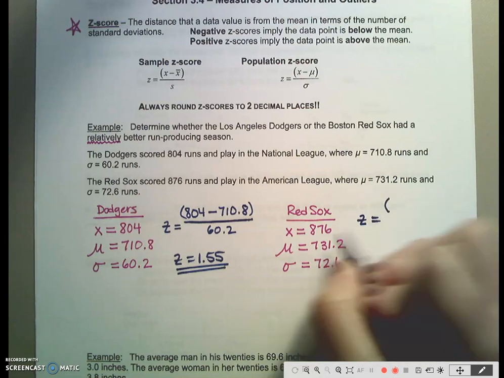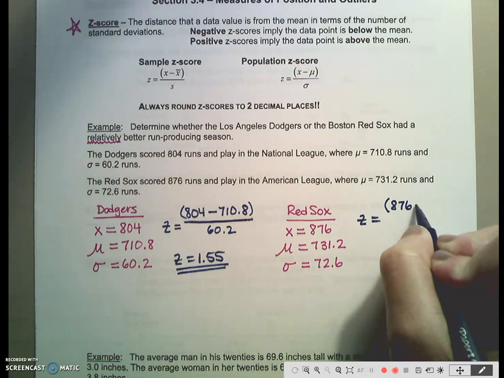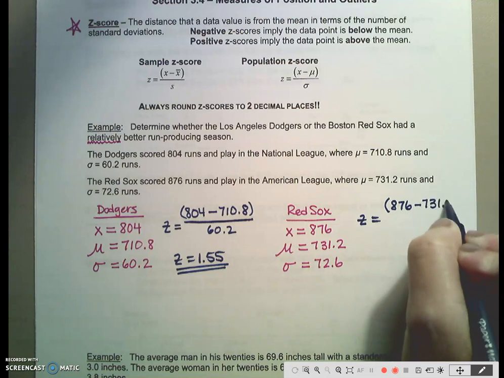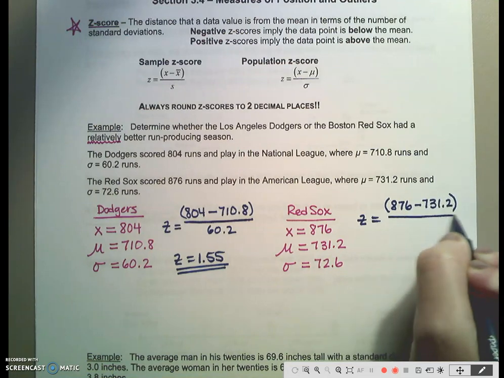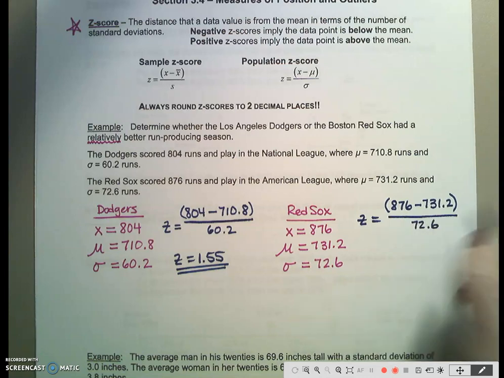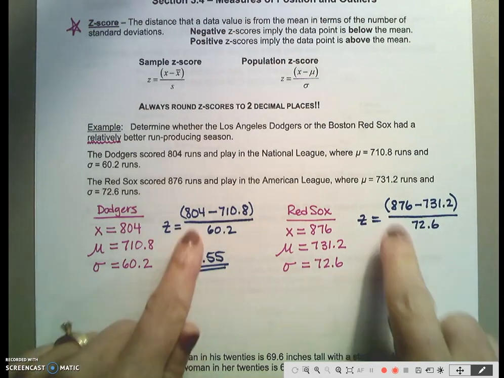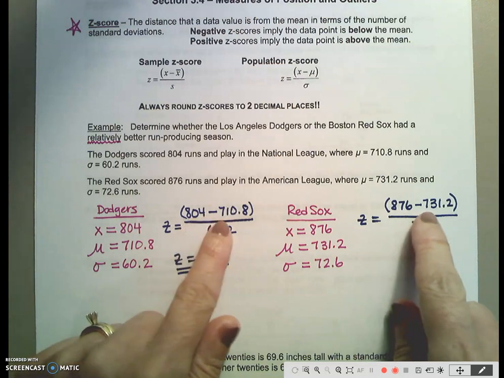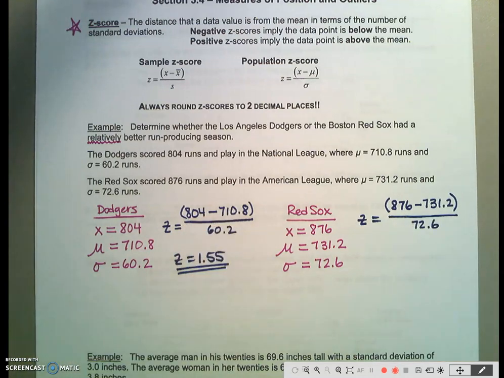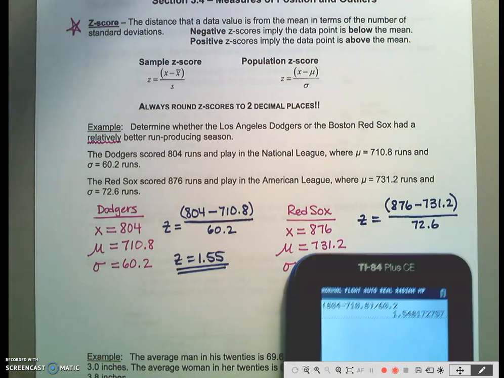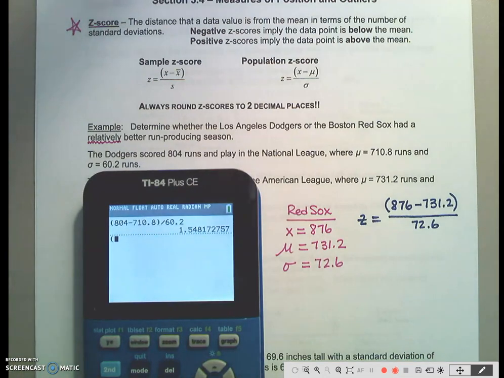All right, let's do the z-score for the Red Sox. I'm going to start with the data point, 876, subtract the mean, divide by the standard deviation. And both of these teams did better than the average, and so I know the z-scores are going to turn out to be positive. Put it here.